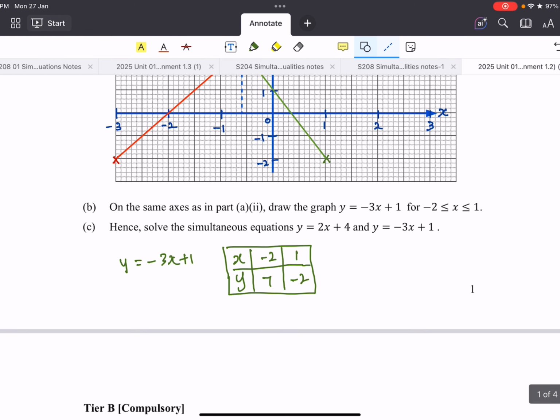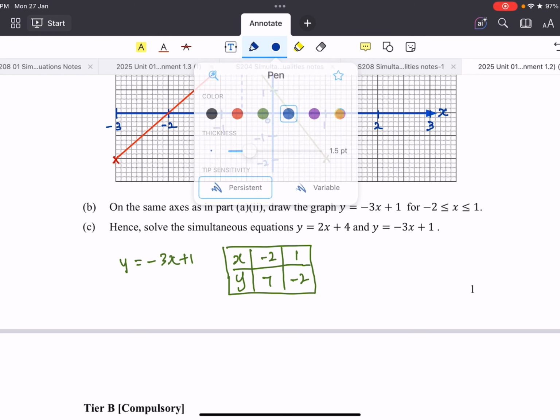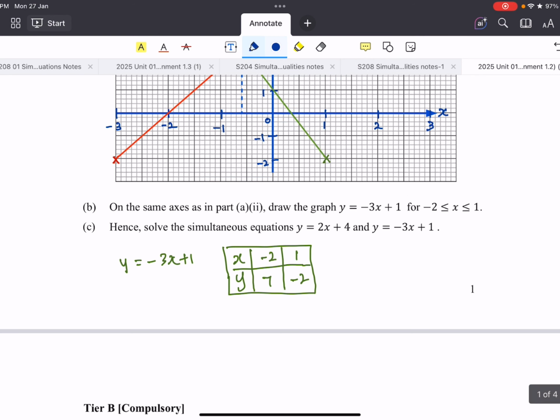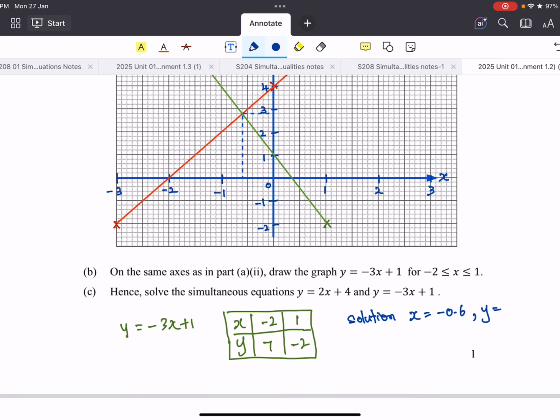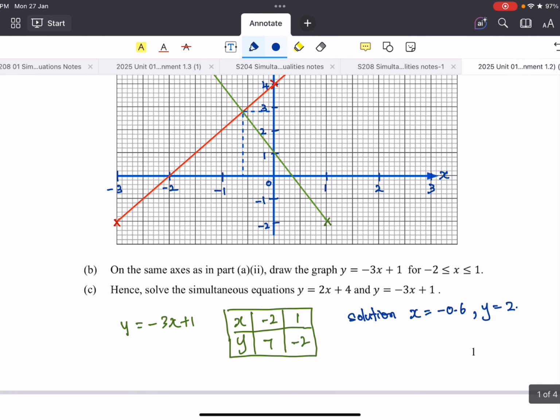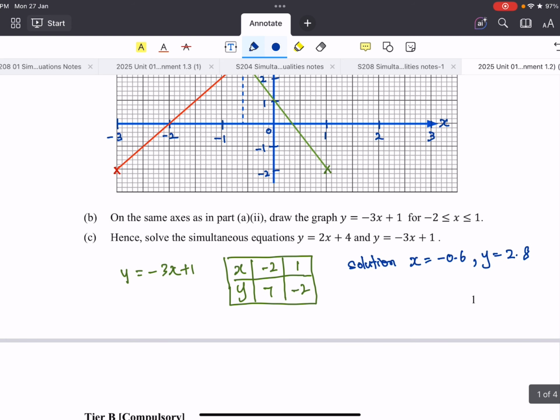So therefore, change back to a pen, maybe a blue pen now. Okay, so therefore the solution: x equals negative 0.6, y equals, check again, 2.8. Okay, so that's the first question.